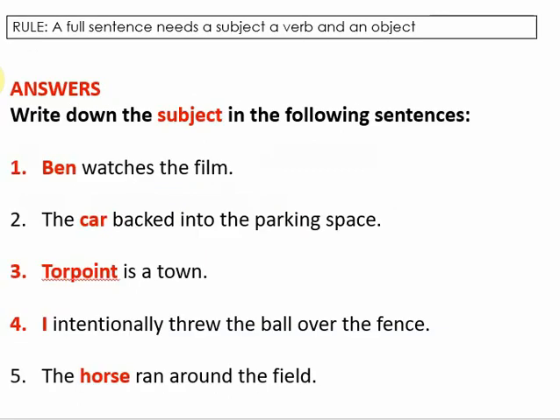Okay, the subjects are as follows. Ben in number 1. Number 2, it's car. Number 3, it's tall point. Number 4, it's I. That's the person who's performing, who threw the ball, if you like. And horse for number 5.